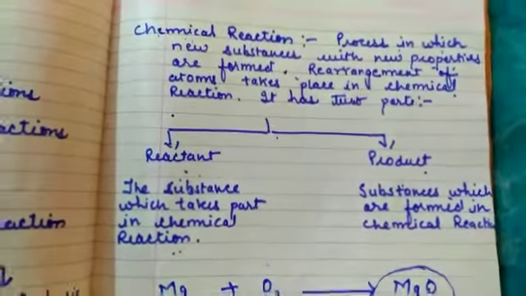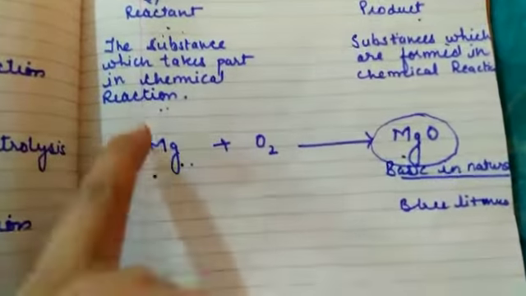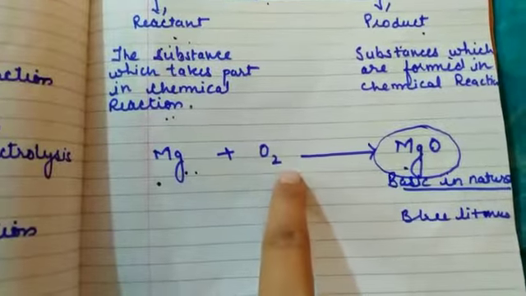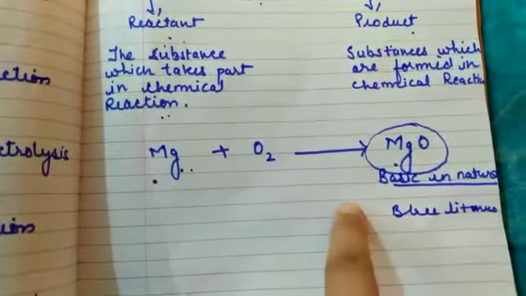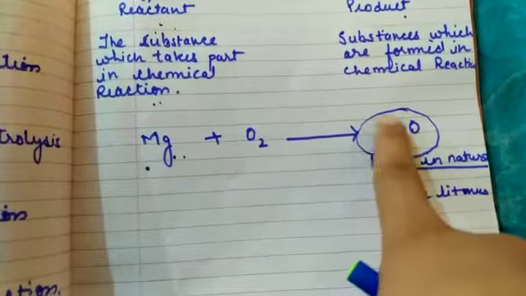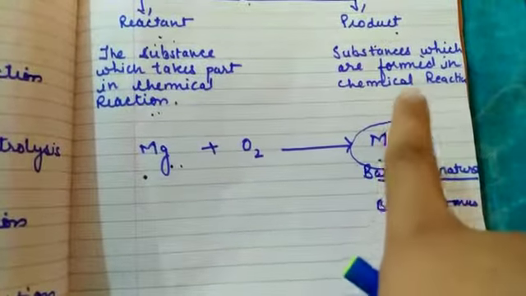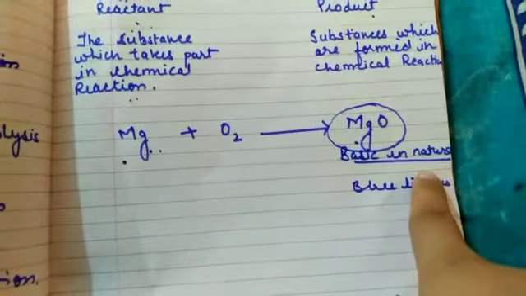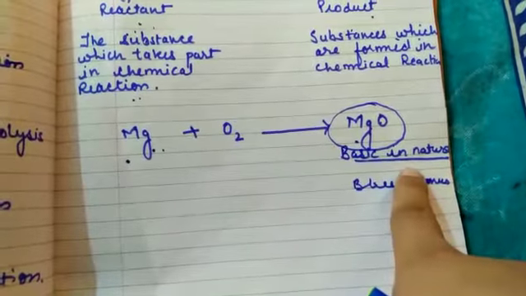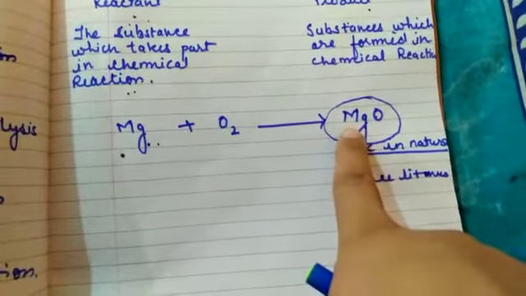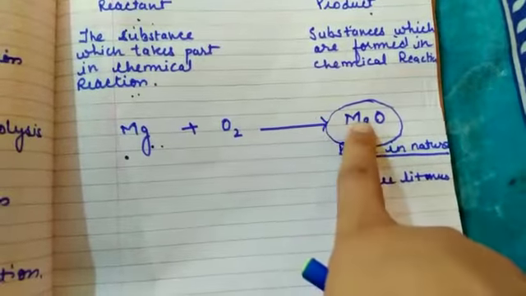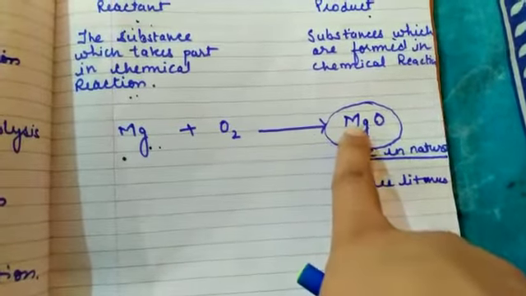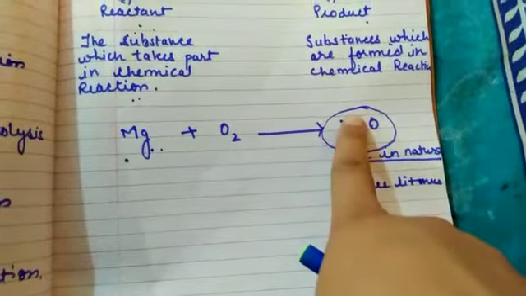Okay, now the equation of that reaction for magnesium is: magnesium, Mg, plus oxygen, that is O2, gives magnesium oxide. Now this magnesium oxide, which has entirely different properties from the magnesium, is formed, which is basic in nature. Now what does this basic in nature mean? How do you come to know that the magnesium oxide is basic in nature? If we put red litmus to this magnesium oxide, it turns blue in color, which indicates that this magnesium oxide is basic in nature.